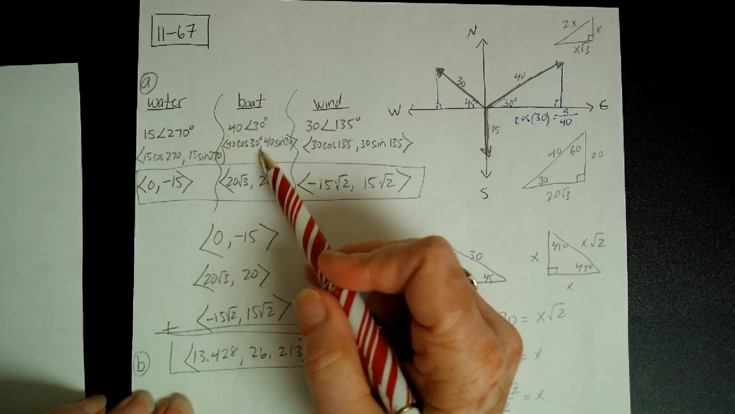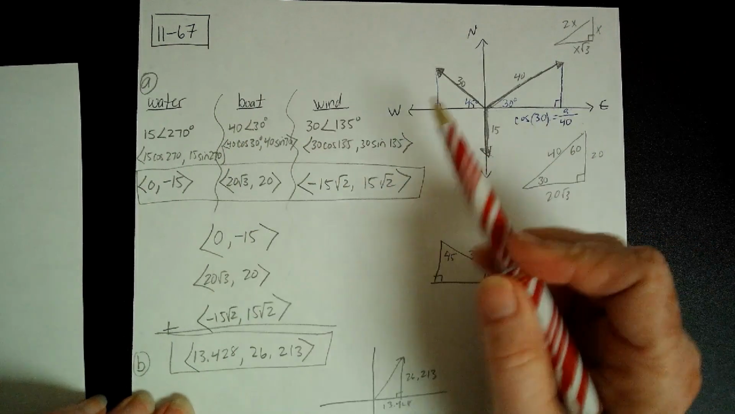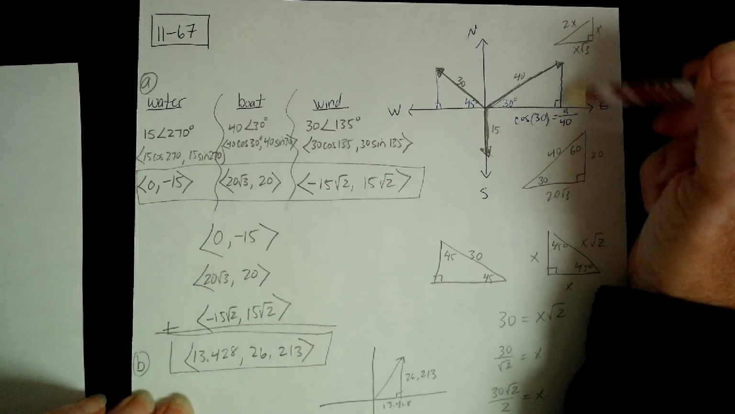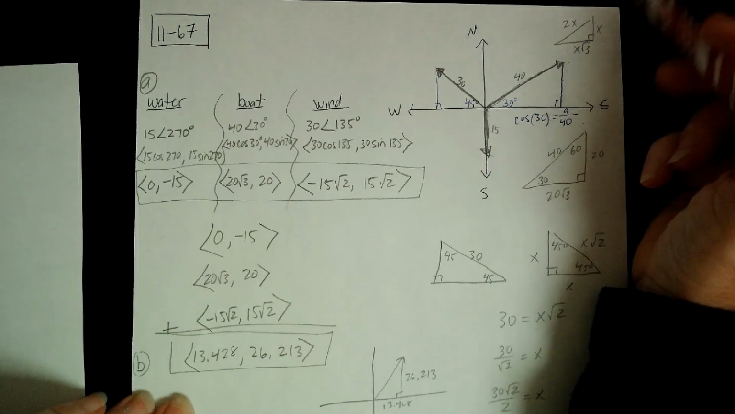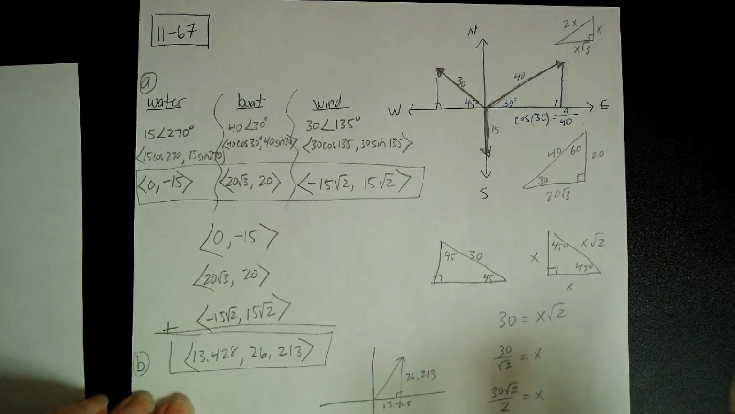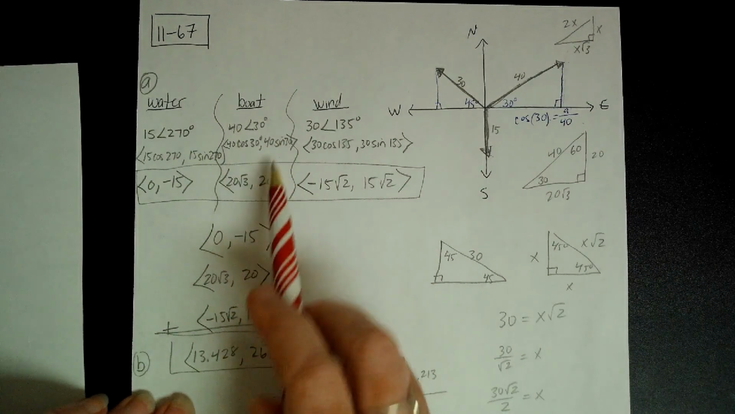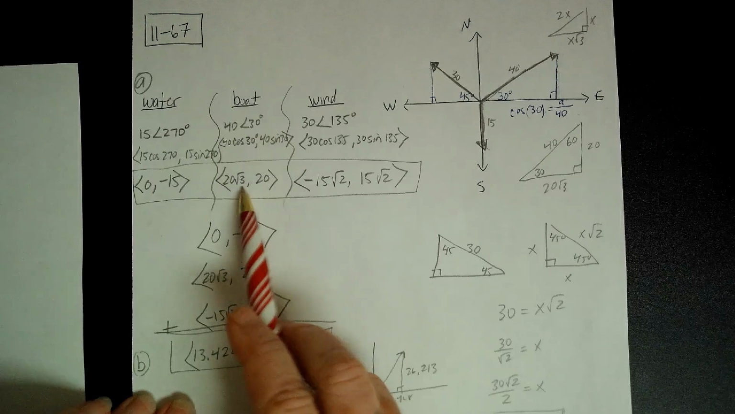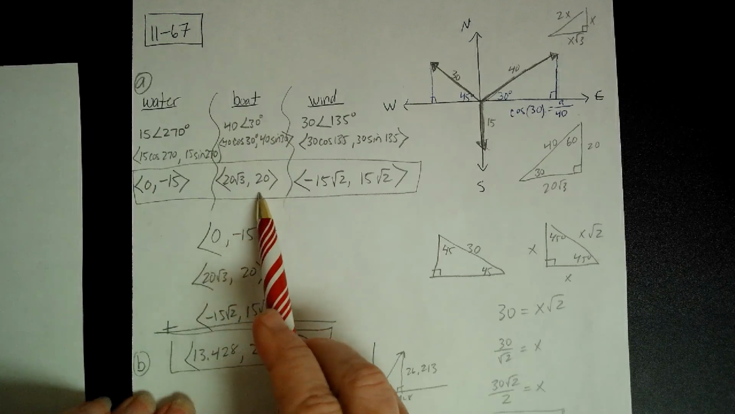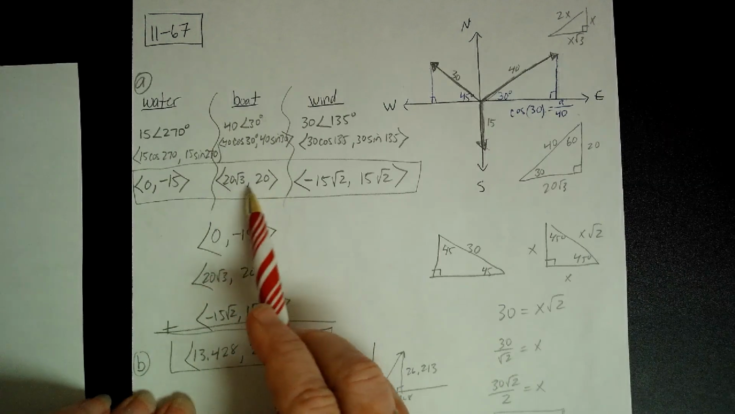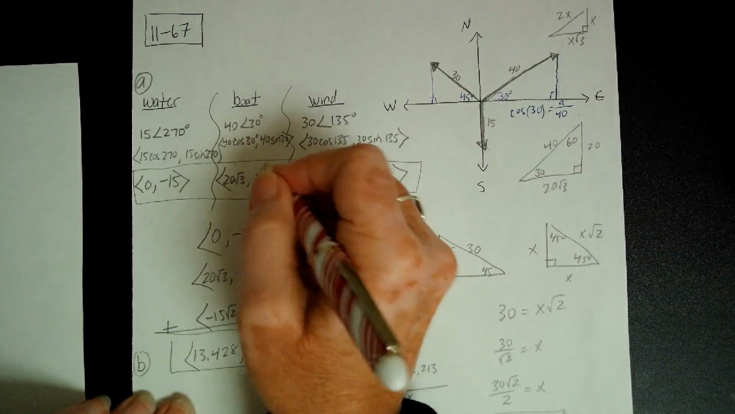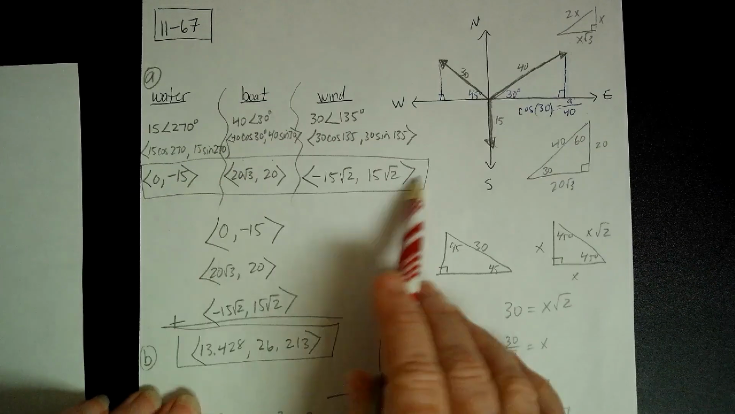You can just go 40 cosine 30 is going to give you this side, and 40 sine 30 is going to give you this part right here. Or you can use your triangles, your graph, whatever you want. So basically you're going to get some ordered pairs, which are what they're wanting when they say component form. Component form is kind of like an ordered pair because this is an x and this is a y. So that's the answer to letter A.